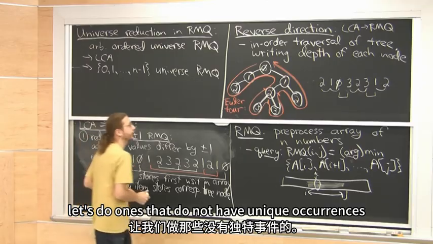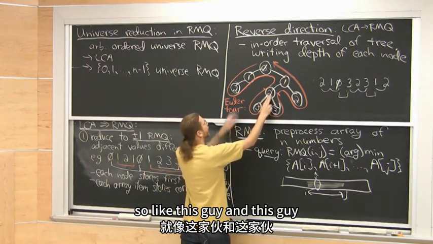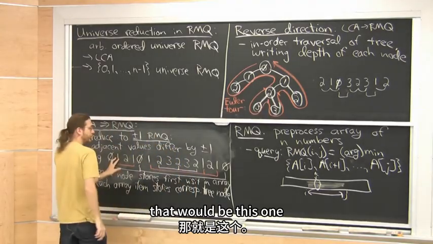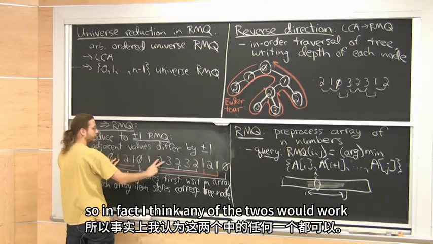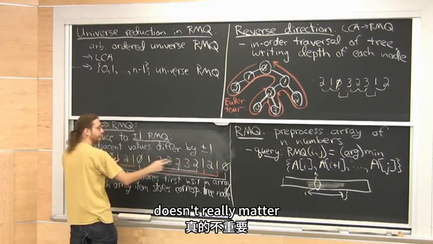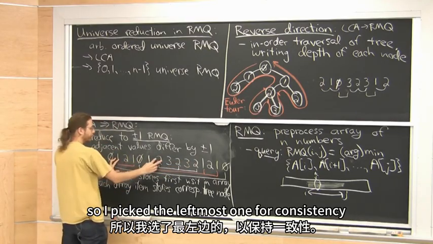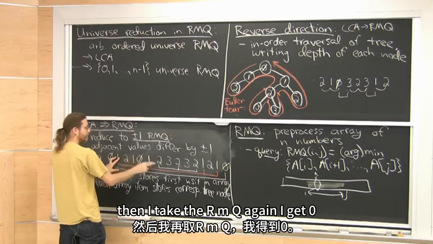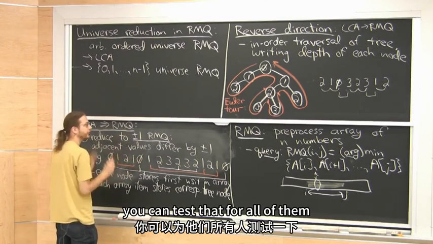Let's do ones that do not have unique occurrences. So like this guy and this guy, the first 1 and the first 2. That would be this one and this one. So in fact, I think any of the 2s would work. It doesn't really matter. Just have to pick one of them. So I picked the leftmost one for consistency. Then I take the RMQ. Again, I get 0. You can test that for all of them.